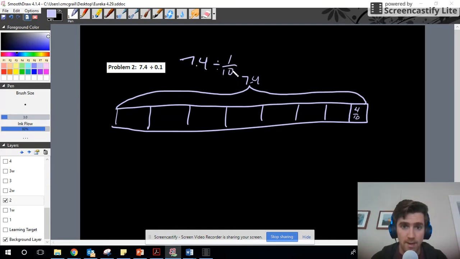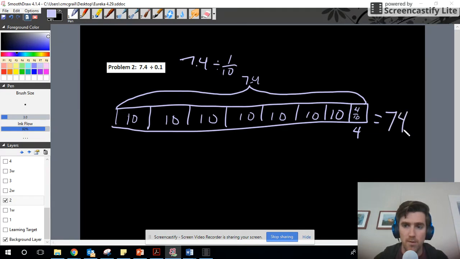So I'm going to look at it as how many times can 1/10 go into one hole. And I'll do that 7 4/10 times. So inside here, I know that there are 10 of them. There are 10, there are 10, there are 10, there are 10, there are 10, there are 10, and at the end, there are 4. That's how many tenths are in each chunk here. So 10, 20, 30, 40, 50, 60, 74. My answer is going to be 74.